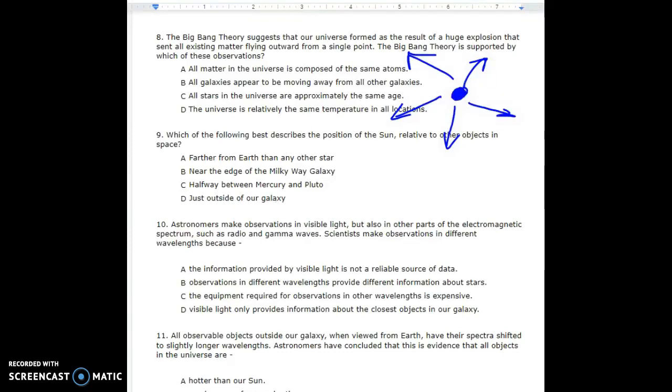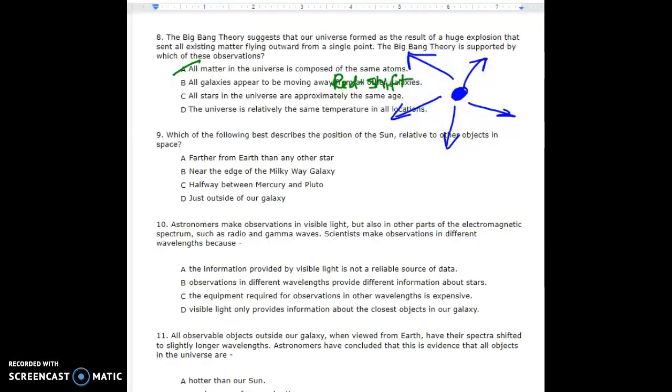So what are we seeing? A, all matter in the universe is composed of the same atoms. Well, I don't think so, but yeah, because we know there's hydrogen and helium and all kinds of atoms out there. B, all galaxies appear to be moving away from other galaxies. We do see that. We see that as things that are red shifting. So red shifting.